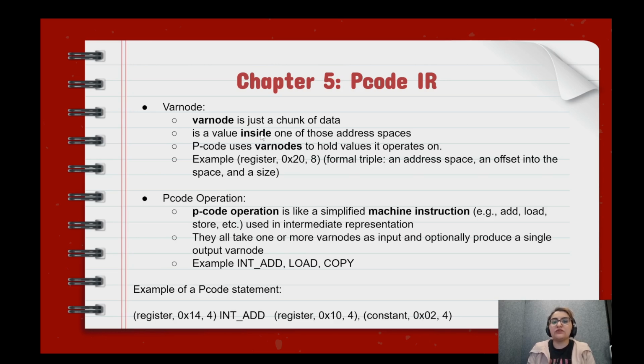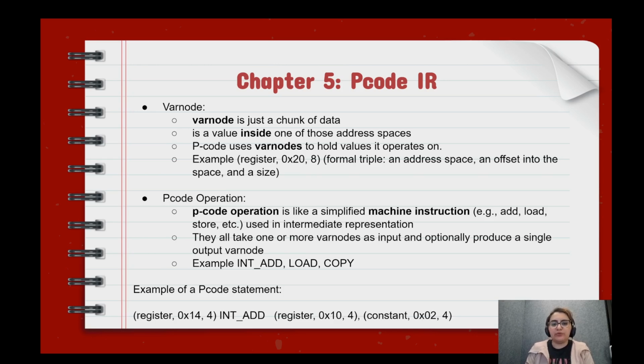You can see a format of a triple in which the first element is an address space, the second is an offset into the space, and the third one is a size. So actually, each register in Pcode is assigned to a specific offset. For example, register RSI is defined with this offset 0x20. So register 0x20 is actually register RSI in Pcode.